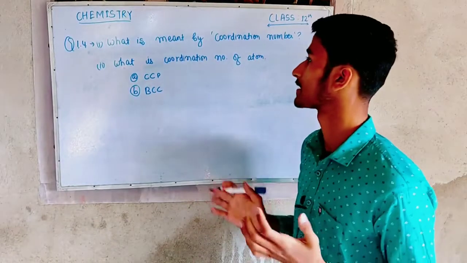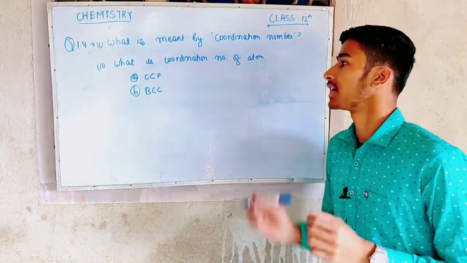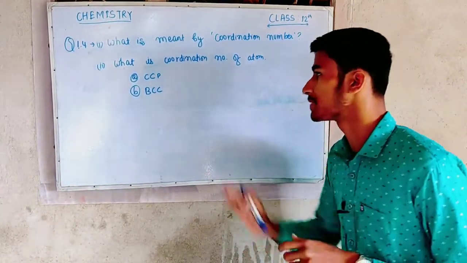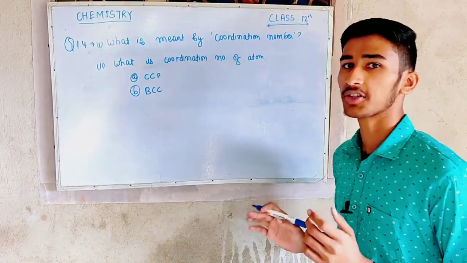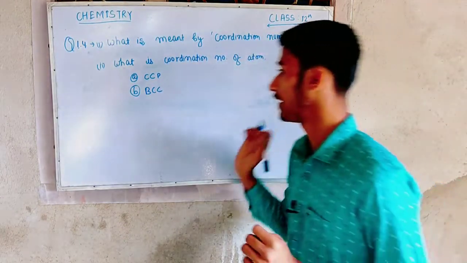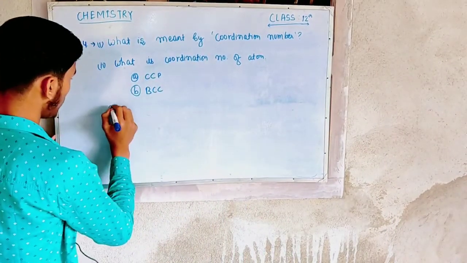Let's move ahead to the 4th question. This is the 4th question of your exercise: what is the meaning of coordination number, and the second question is what is the coordination number of atoms in CCP and BCC, right? But first of all, I am going to give the definition of coordination number, right? So we all know what coordination number is. So let me tell you here.